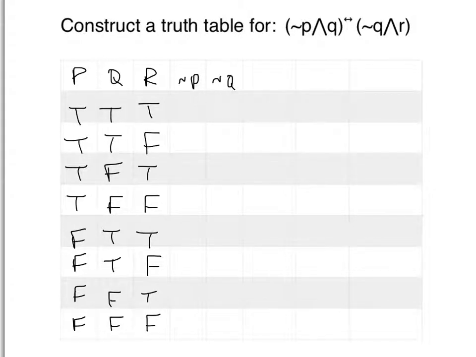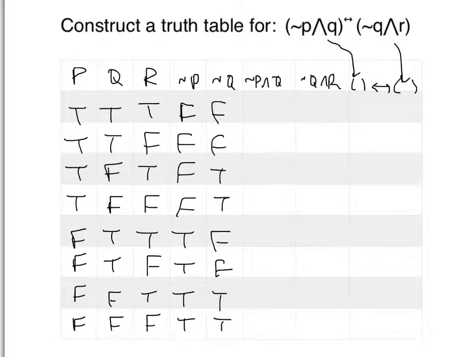Those are 2 pieces that we need here. Once we have not P, we can look at not P and Q. And once we have not Q, we can take a look at not Q and R, and those are our 2 sets of parentheses. Once we have each of those sets of parentheses, we can look at the biconditional in between them, where the first set is this parentheses and the second one is this set of parentheses. So let's fill in some of this. Not P and not Q are the easiest, so let's go ahead and do this now.